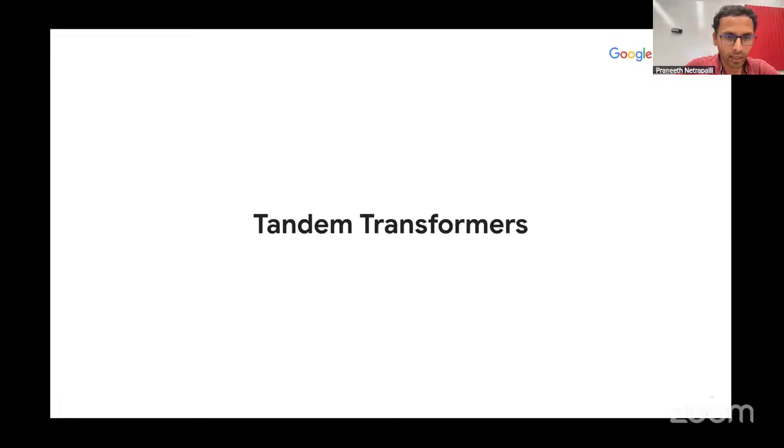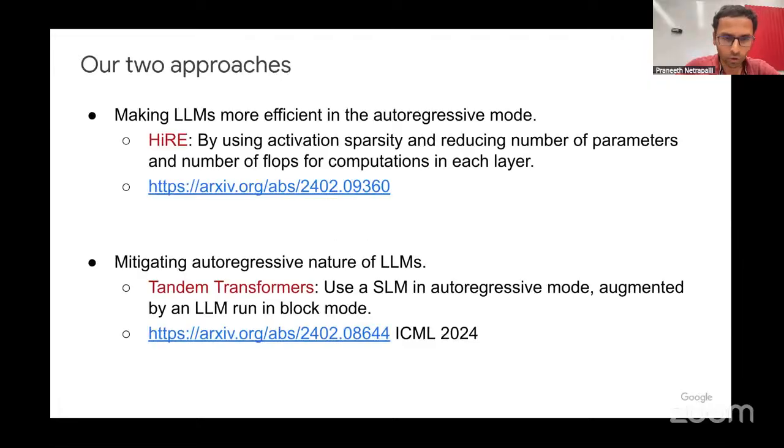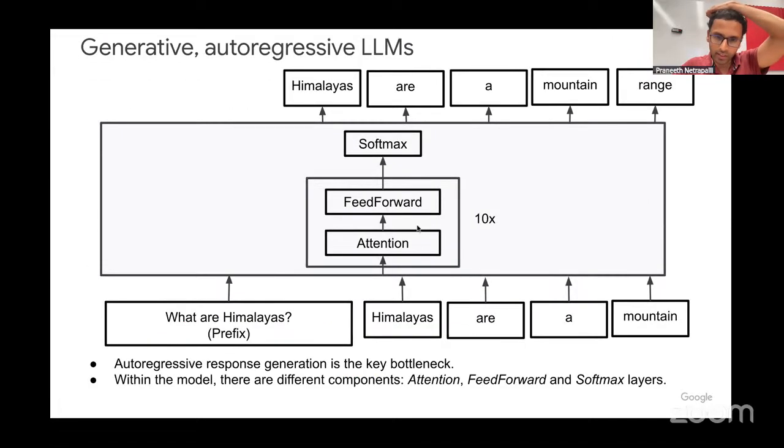Any questions before I start the second part about autoregressive generation and why the bottleneck is there?